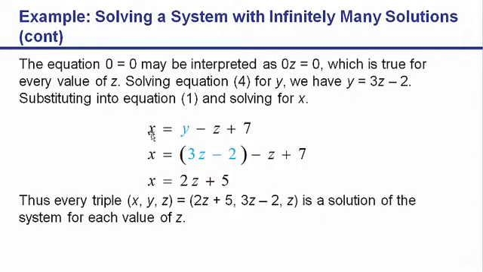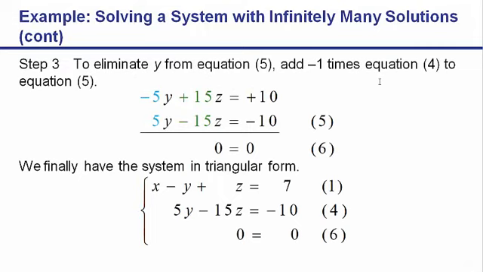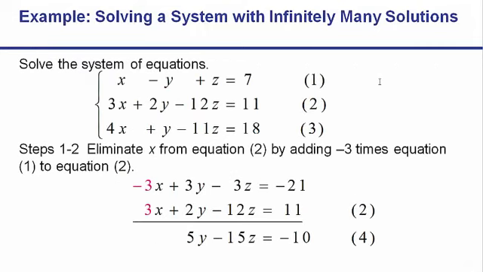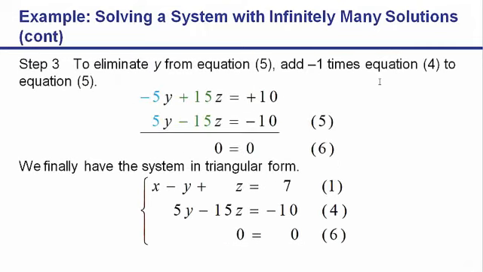So we go back to x equals y minus z plus 7, but we already have that y equals 3z minus 2. Where did that come from? Do you see it?